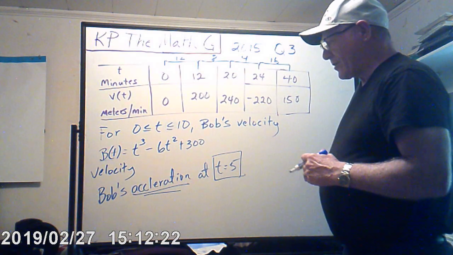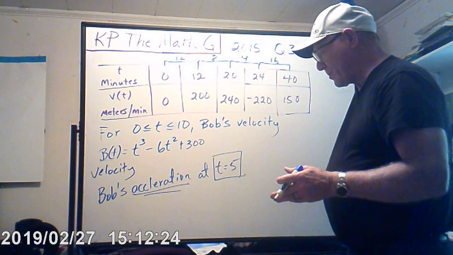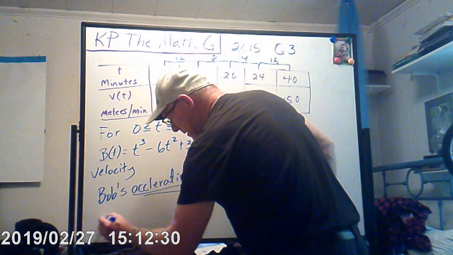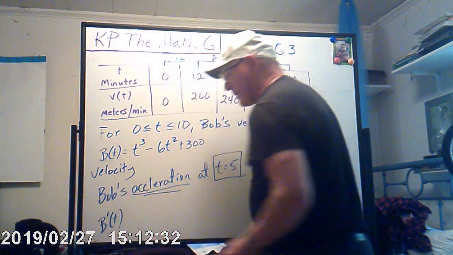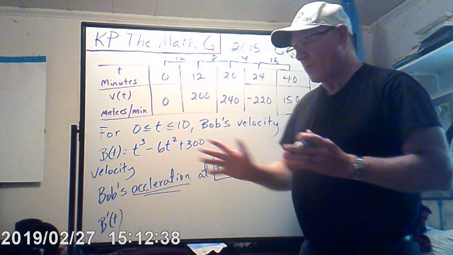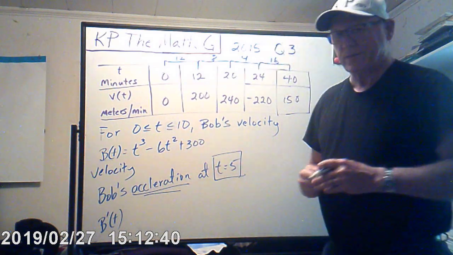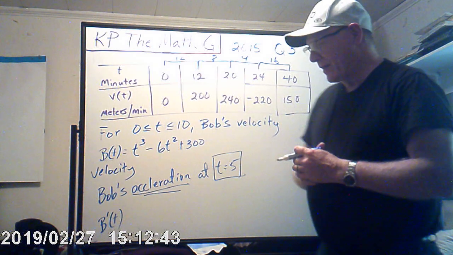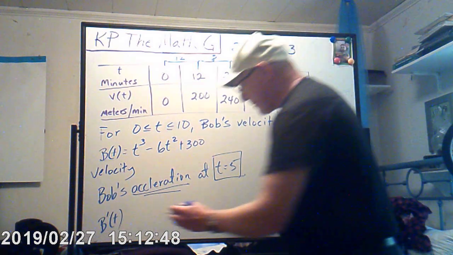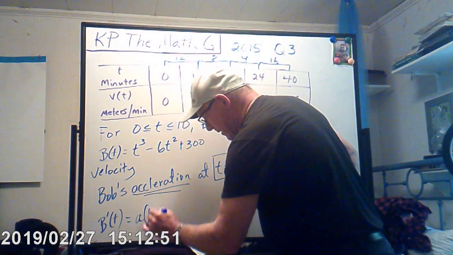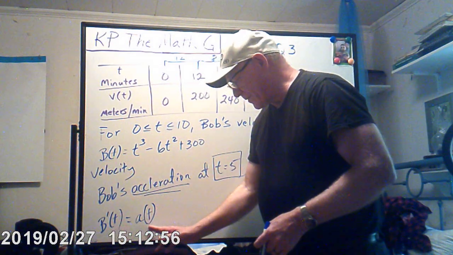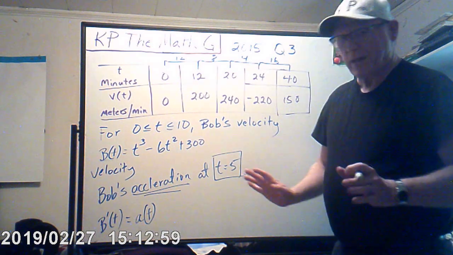One thing that I like to do when I'm doing this problem is find the derivative of this, so b prime at t. They could have asked whether Bob is speeding up or slowing down at t equals 5, and we could have a discussion on that, but right now they're just talking about Bob's acceleration. When you take the derivative of the velocity, you get acceleration. Keep that in mind, okay?